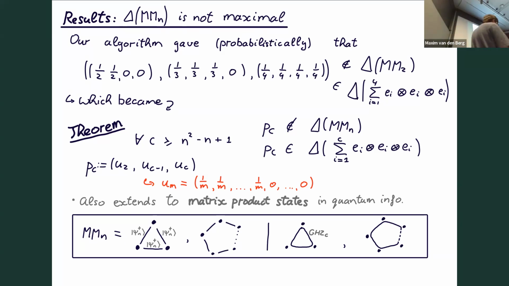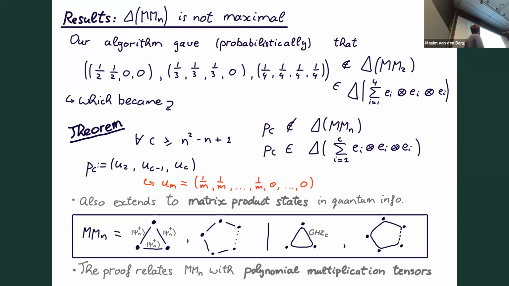Okay, one more final remark about this. This theorem is also interesting by itself, because of the way that we prove it. We relate this matrix multiplication polytope in a very nice way to something called polynomial multiplication tensors, which I will not define, but if you know what this means, it's quite nice.